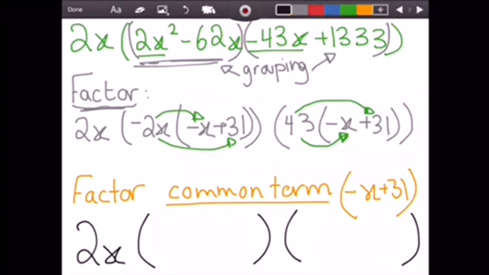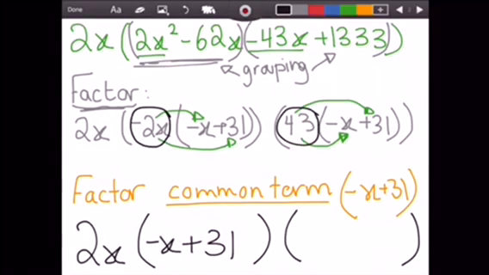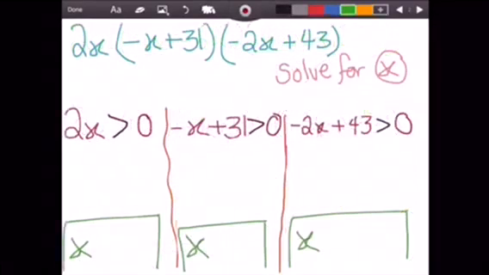Now our factor common term is negative x plus 31. So for our final equation, we're going to have the 2x, then our common term, and then what are we left with? Negative 2x plus 43. So this is our final equation. So now finally we're going to solve for x.